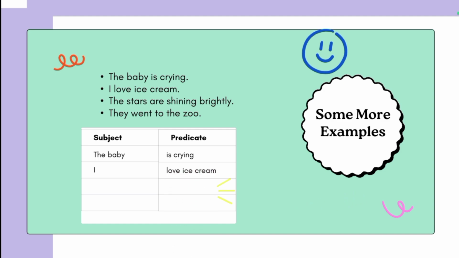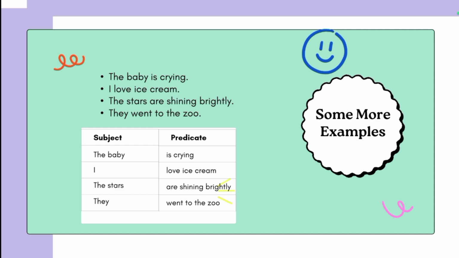Third sentence, The stars are shining brightly. Who is shining brightly? The stars. So the stars is the subject. What are the stars doing? Are shining brightly. So it is the predicate. They went to the zoo. Who went to the zoo? They. So they is the subject, and what did they do? Went to the zoo is the predicate. So in all these sentences we find that the subject is the noun or the pronoun.